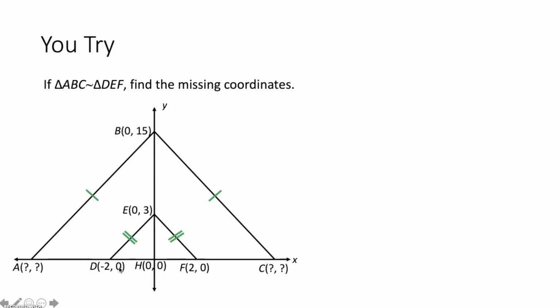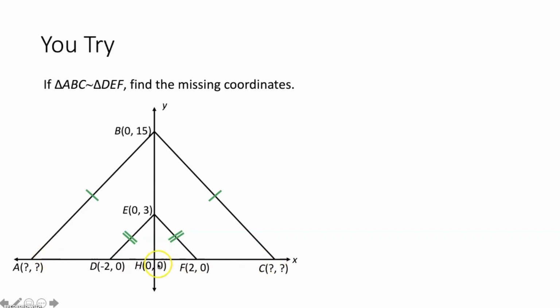Okay, doing the same thing here, except this time we're given the big triangle ABC is similar to the little triangle DEF. And we are trying to find the coordinates for point A and for point C. Well, since each of these points lie along the x-axis, we know that the y-coordinate for each of these points is going to be 0. So we just have to find the x-coordinate for each of these points, meaning we have to find the distance that point A is away from the y-axis and the distance point C is away from the y-axis.